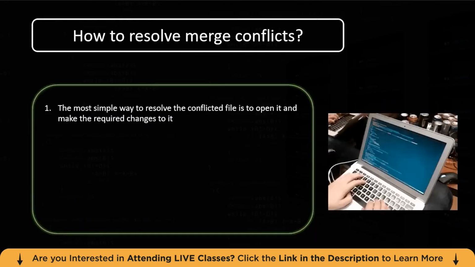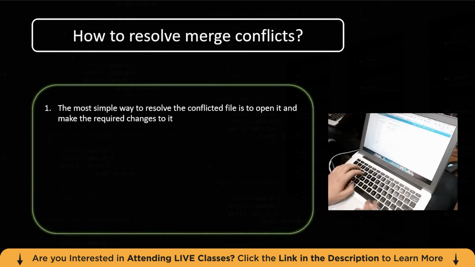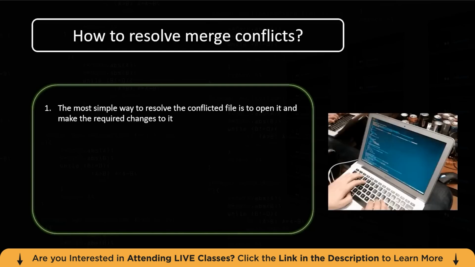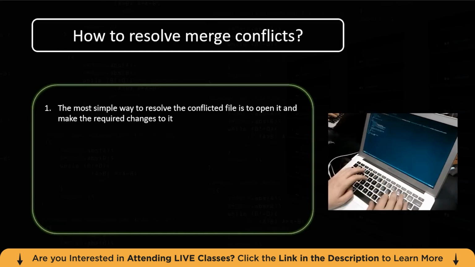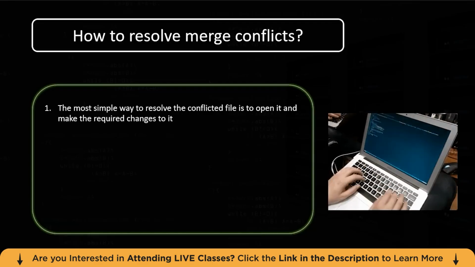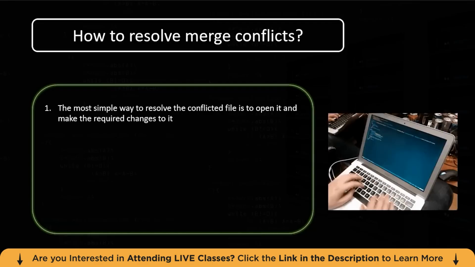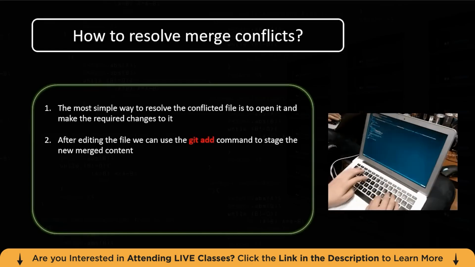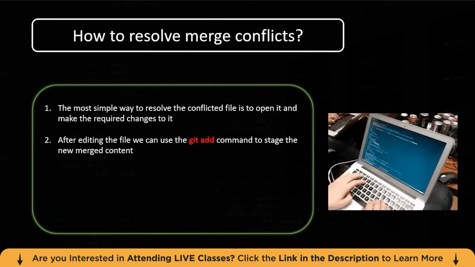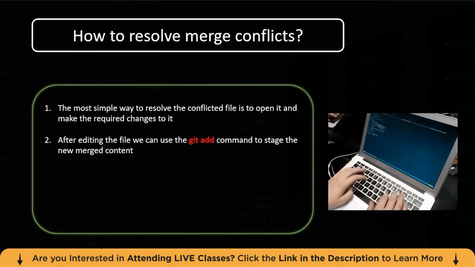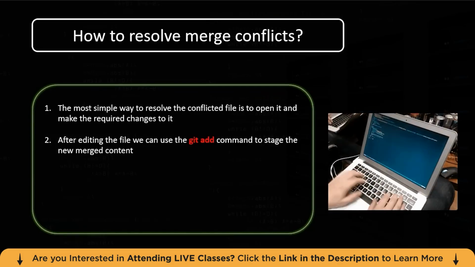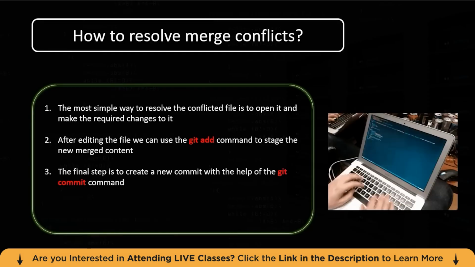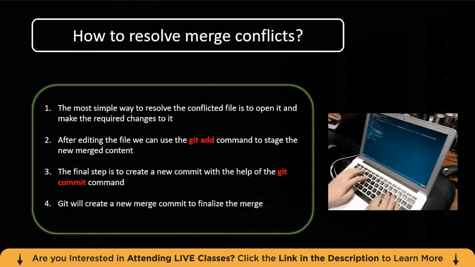In order to resolve these merge conflicts, the simple way is to open the file which is in conflicted status. Once that is done, you make the required changes. Whatever source code you want to proceed with, you select that source code. Once the editing of the file is done, you can run the straightforward command git add to add that file to the staging area. Then you do the git commit, so that the merge conflicts can be resolved and you will be able to see a merge here.